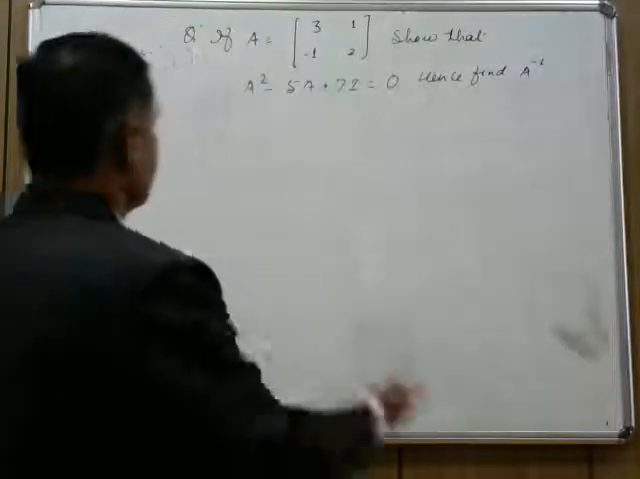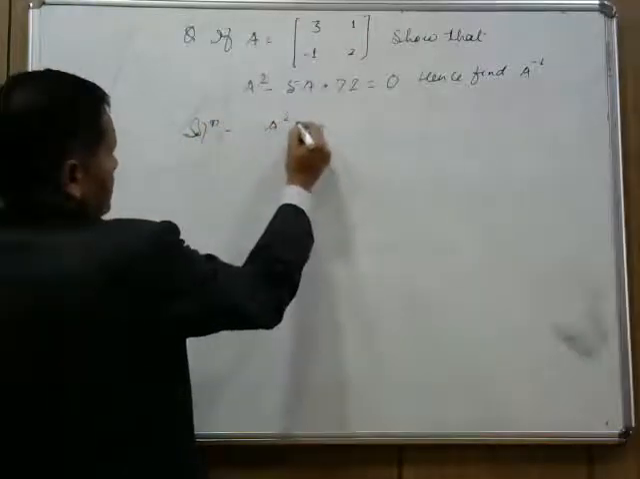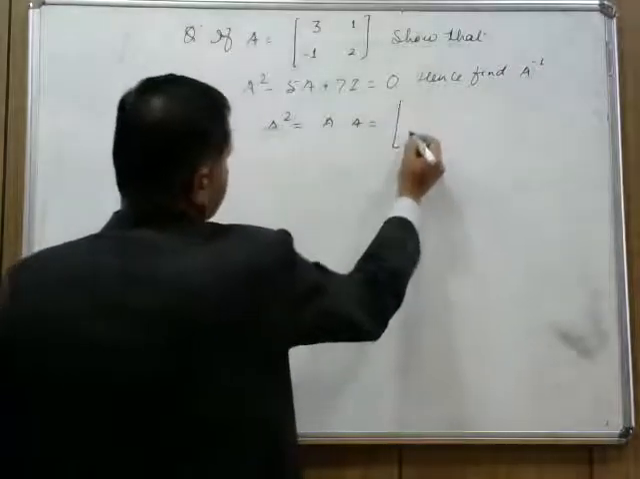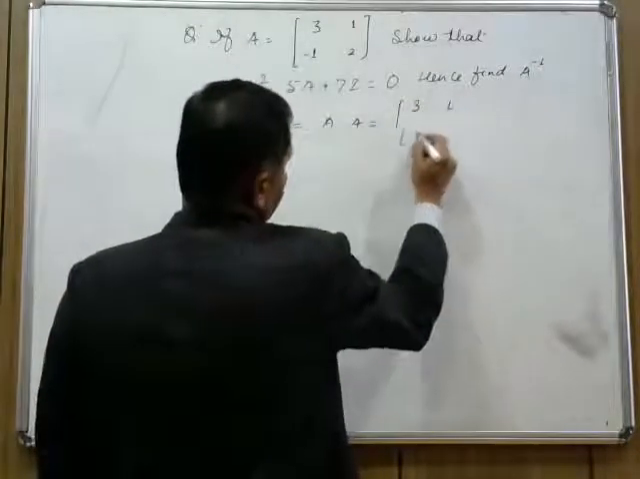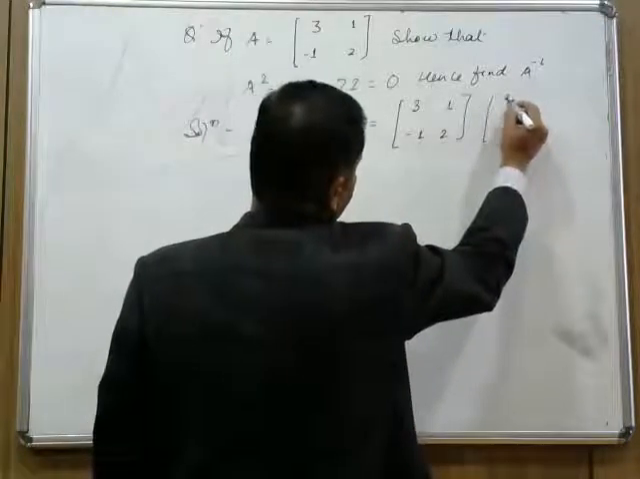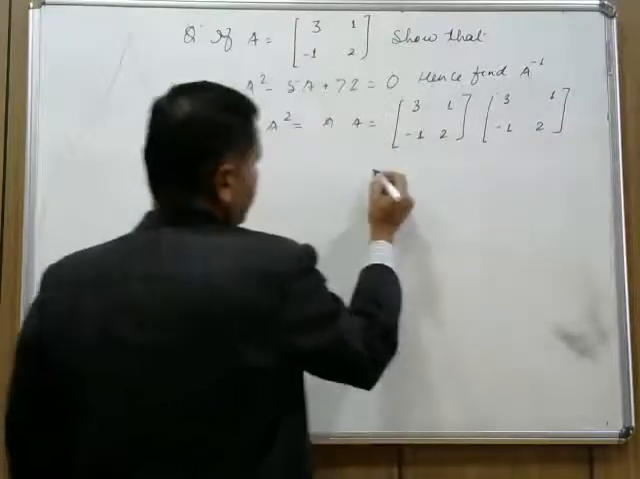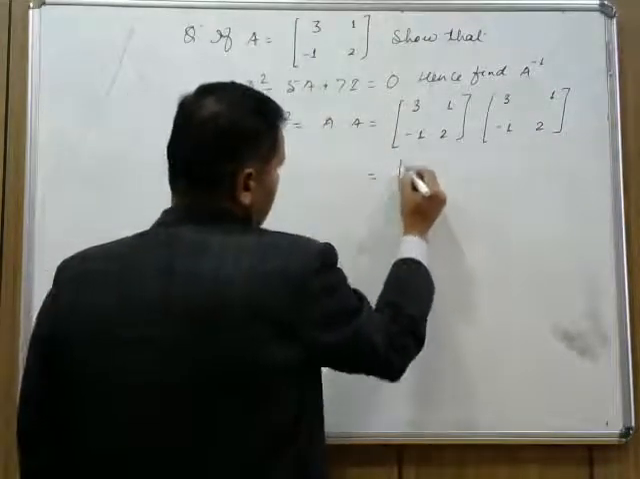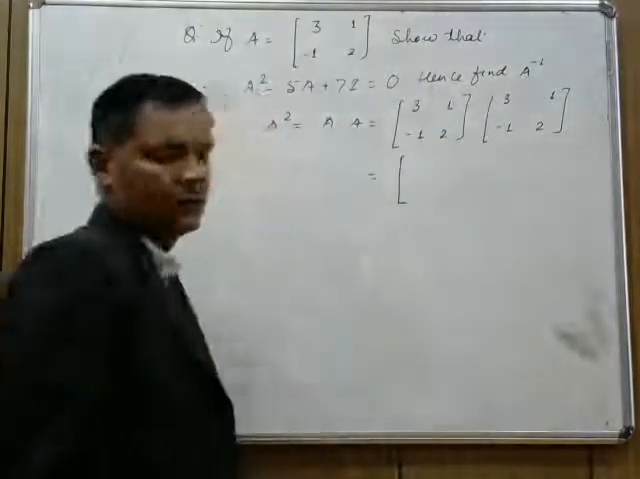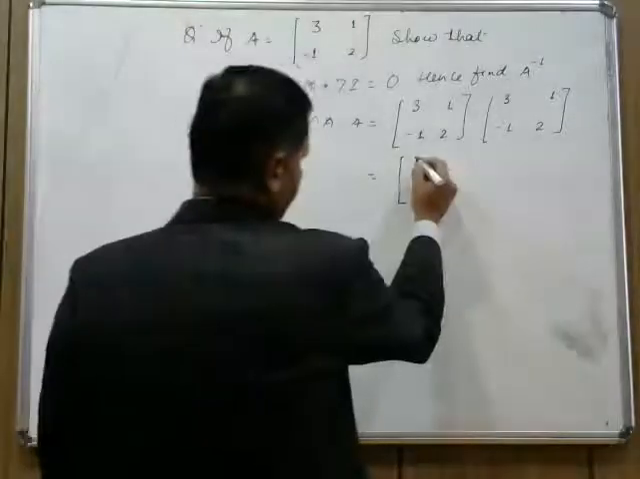Simple thing. Here, first of all, what we have? A square. And A square is what? A into A. Now, A is 3, 1, minus 1, 2. Multiply by itself 3, 1, minus 1, 2. If I multiply, we'll get 3 into 3, 9, minus 1. Now in 9 minus 1, 8. Okay, that's why here we'll have 8.